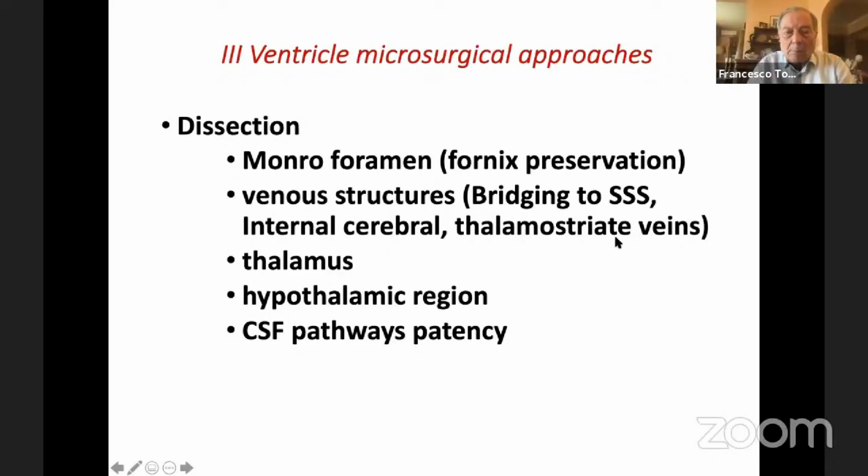In an old paper, it was said that the thalamostriate vein can be sacrificed and divided, but this is really dangerous. Probably in some cases nothing happens, but it's dangerous. The preservation of the thalamus and the hypothalamic region, of course, and the importance of establishing CSF pathways patency when you remove the tumor in this location.